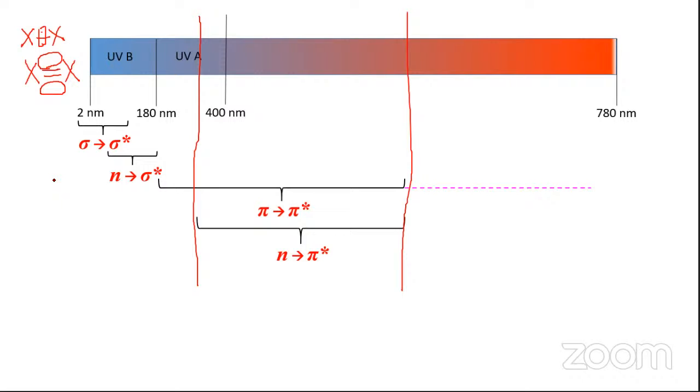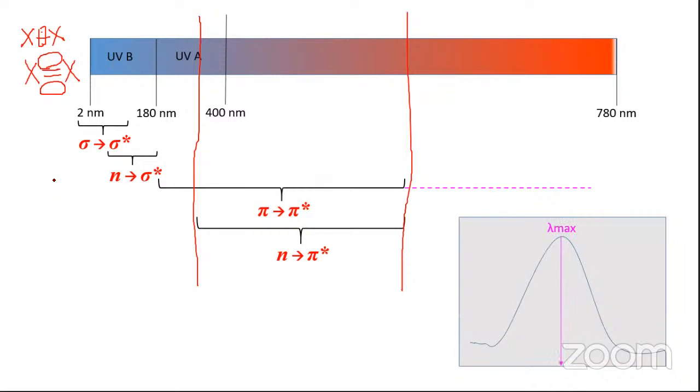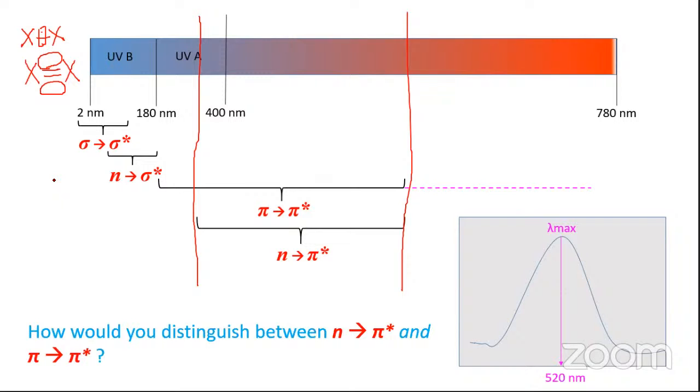Okay, so can you apply this understanding of the character of pi electrons to reason out how you can distinguish between pi to pi star transition and n to pi star transition? Is this understanding of the pi electron character compared with the sigma electron character in any way helpful for you to distinguish between them?